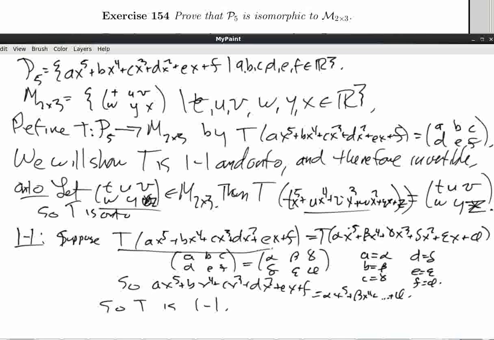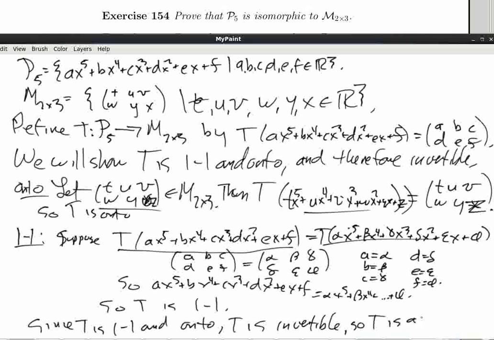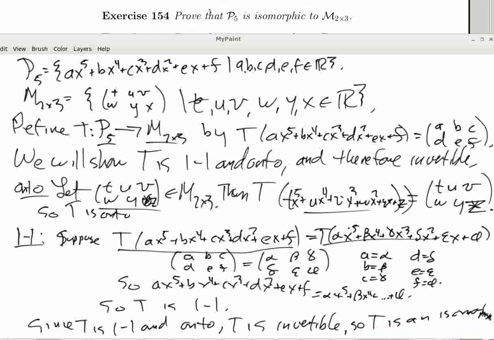If you think that you have two outputs, T of that thing and T of that thing, and they're the same, well, actually the two inputs were the same. So you're looking at the exact same expression here. Since T is one-to-one and onto, T is invertible. So T is an isomorphism. And if T is an isomorphism, we say that the domain and codomain are isomorphic. So P5 and M2x3 are isomorphic. We're done.